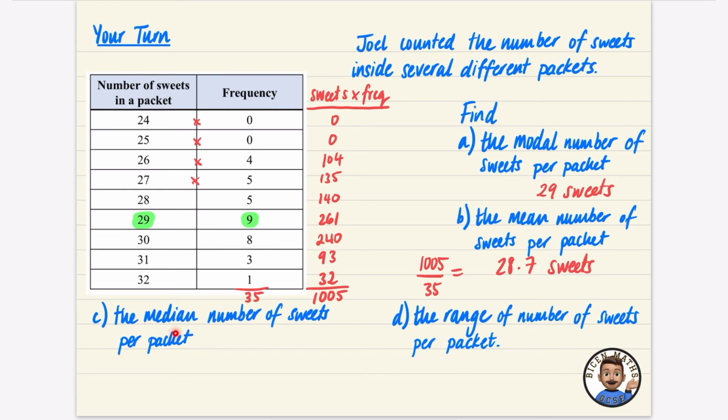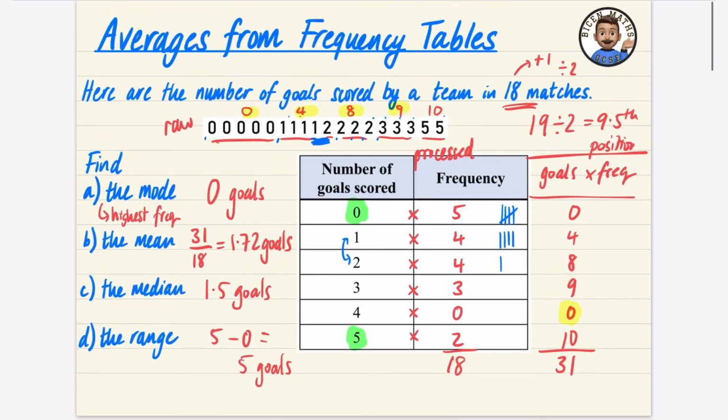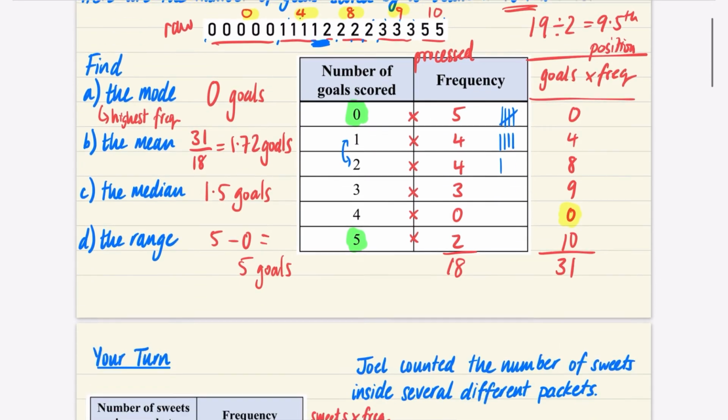Okay, we're now going to find the median number of sweets per packet. Well, if you remember from what we did on this one up here, to find the median's position, you take the number of things, add 1, and then divide it by 2. That will tell you the position of where the median is. It won't tell you what the median is. The median wasn't 9.5. It was the 9.5 position, which was 1.5 goals.